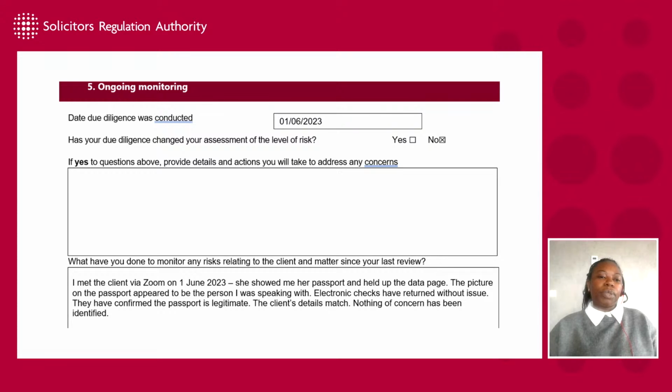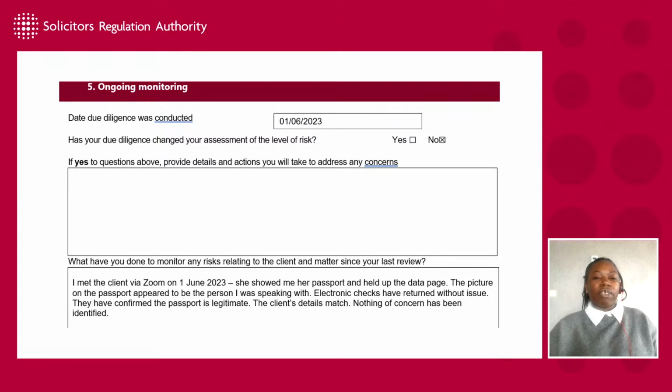So it's important to record details of how you've monitored the identified risks since the form was initially completed, any changes you discovered since the form was completed, any changes to the risk level for the client and the matter, and how the client and the matter will be monitored on an ongoing basis if necessary. The form should be signed and dated by the person reviewing the risk assessment. This is actually something that we sometimes see missing on risk assessments when we review them.